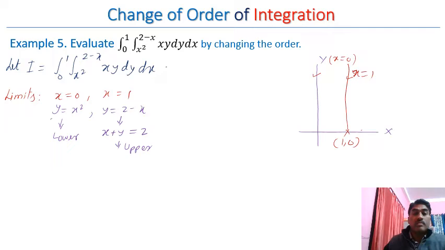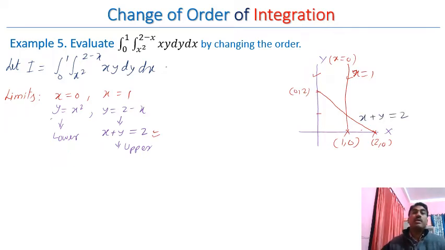Now what about y is equal to x square and y is equal to 2 minus x? So y is equal to 2 minus x is x plus y is equal to 2. So this will intersect at 0 comma 2 on the y-axis, and 2 comma 0 on the x-axis. So draw a straight line joining these points. This line is x plus y is equal to 2.